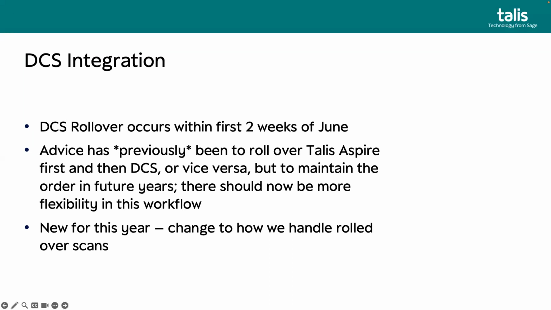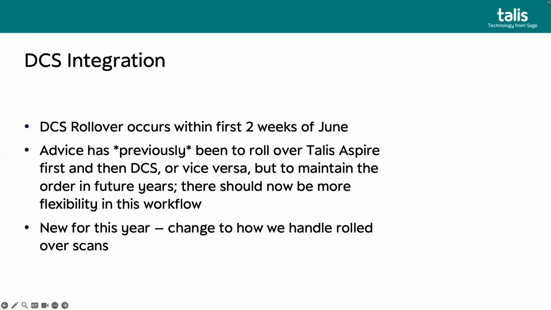Previously, our advice had been you should either roll over Talis Aspire first and then the DCS, or you should have your DCS roll over first and then roll over Talis Aspire, and that you should keep that order going forwards. We have been looking at getting more flexibility into that workflow. And so we should now be at a point where if you did need to change that order for any reason, you should be able to do that. But if that is something that you're considering doing, so let's say you rolled over your lists first last year, then the DCS, now you would like to flip it, raise a ticket with us and we will have that conversation with you.